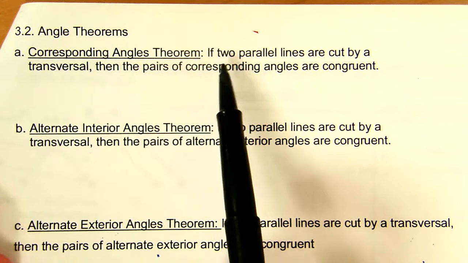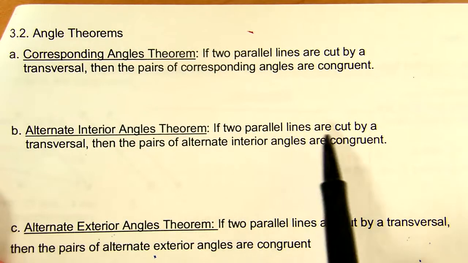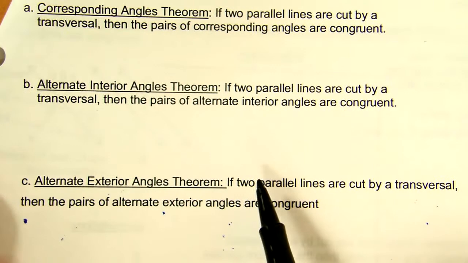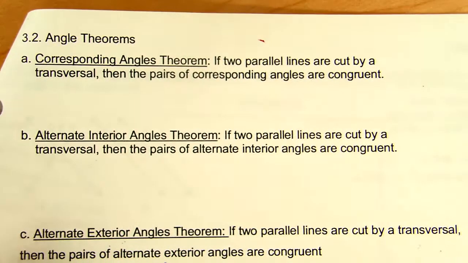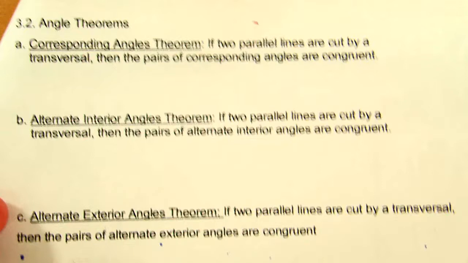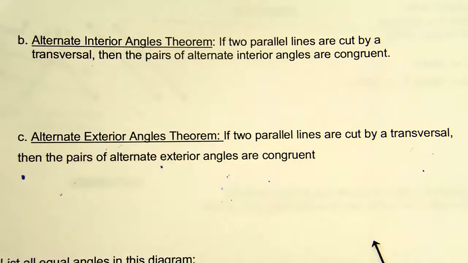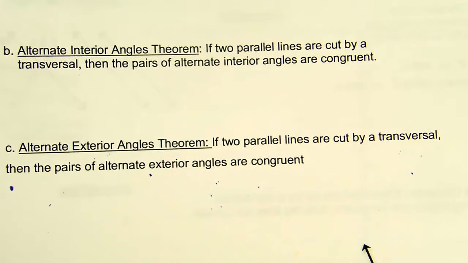Each theorem begins with: if two parallel lines are cut by a transversal. So in each of these cases, we are starting with parallel lines. And in letter A, because we have those parallel lines, we can say corresponding angles are congruent. In letter B, because we have parallel lines, we can conclude that alternate interior angles are congruent. And then in C, because of the parallel lines, we can conclude that alternate exterior angles are also congruent.